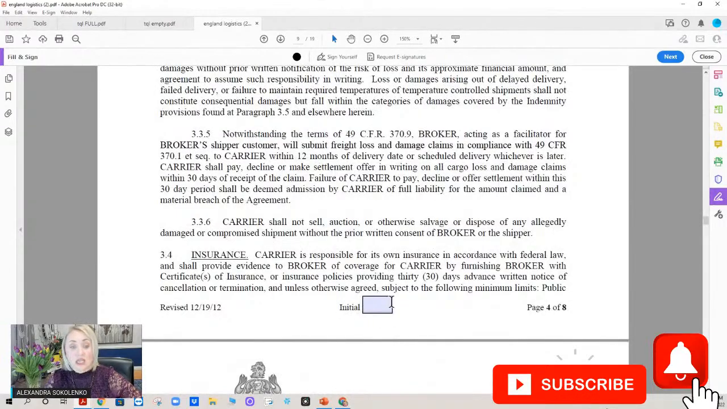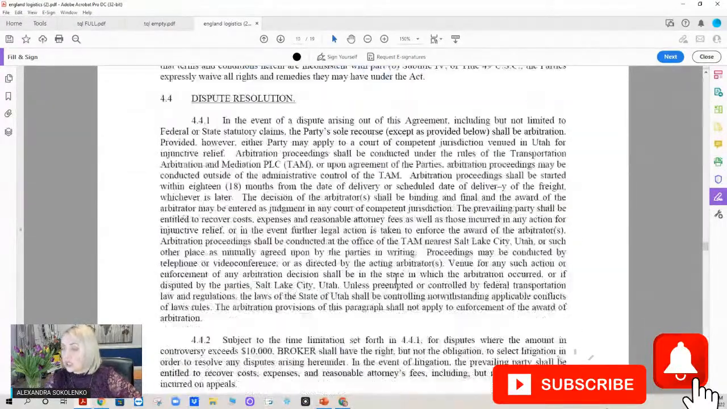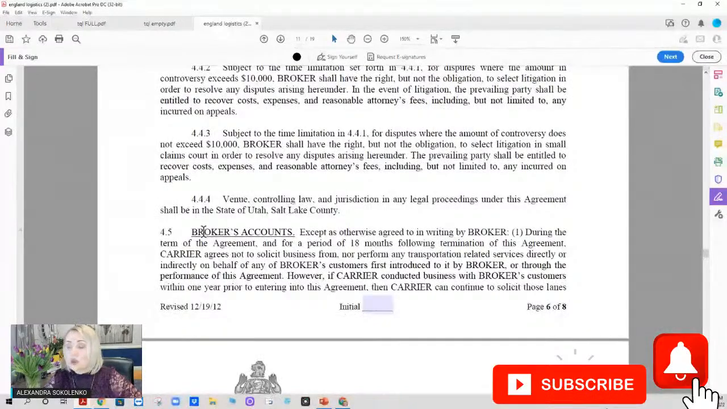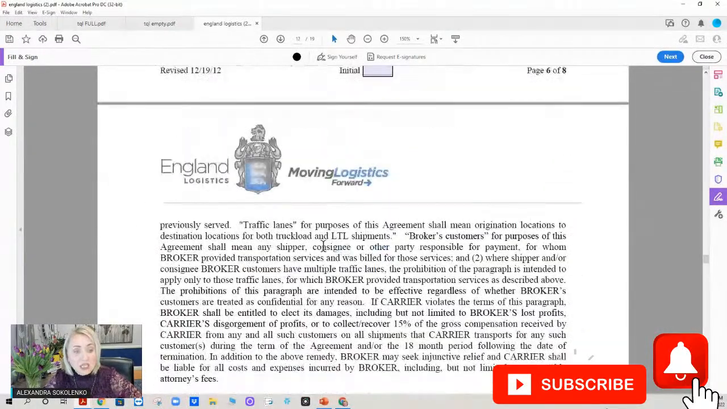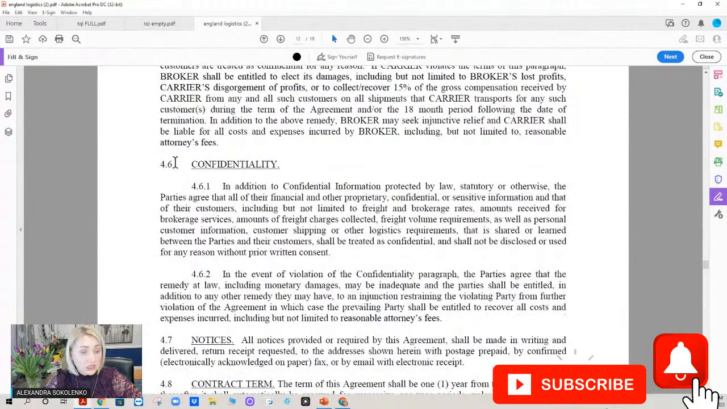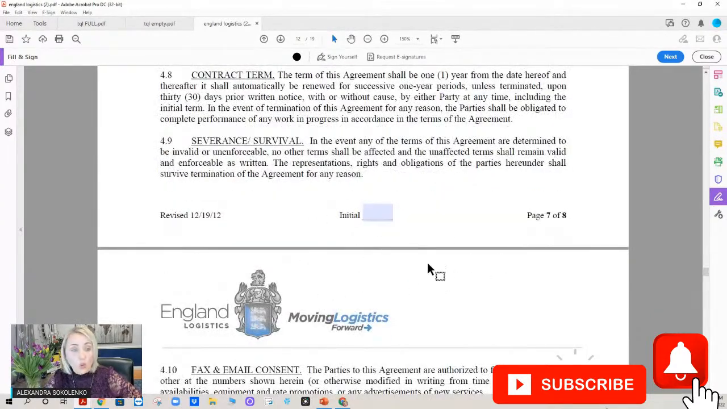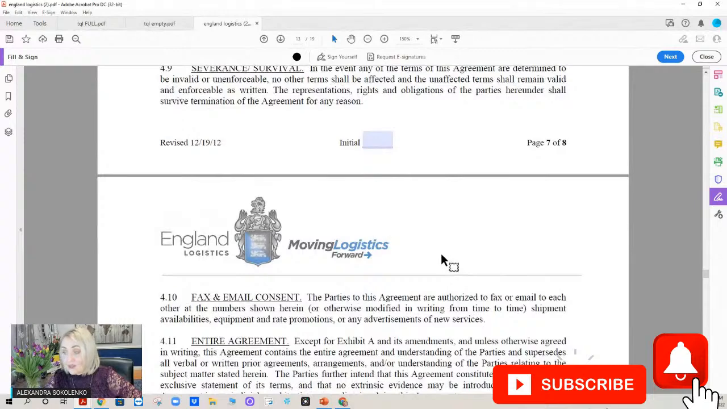I'm not going to put initials here. This is the broker carrier agreement with all the dispute resolutions. Remember, we were covering all the brokers' accounts. Whatever England Logistics wants to protect, they put in this contract. Most of them, remember, I told you, are going to have confidentiality, notices, contract terms. Most of them have the same stuff over and over, and they have specific requirements for the carriers.